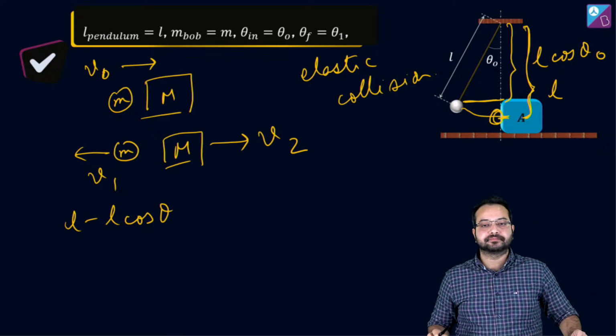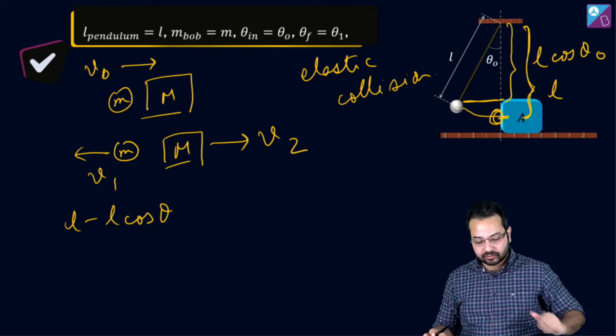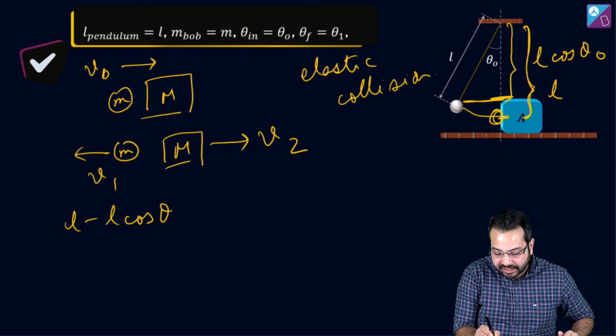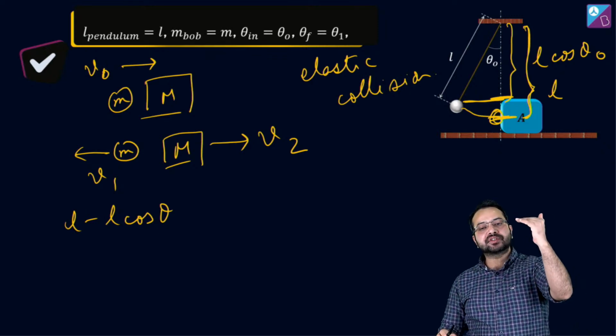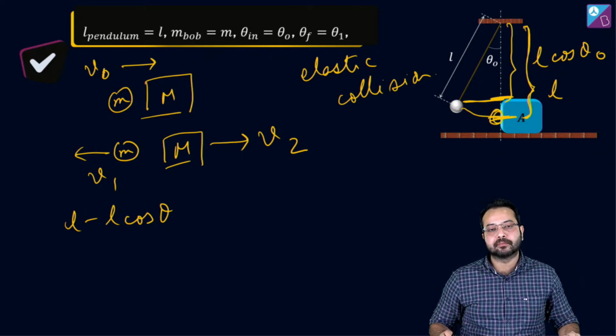Can you see that? Okay. The bob has come down. So this is L cos theta and this entire length is L. So by how much distance has it come down? It has come down by L minus L cos theta.